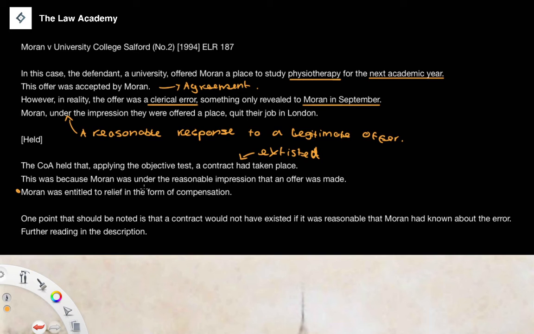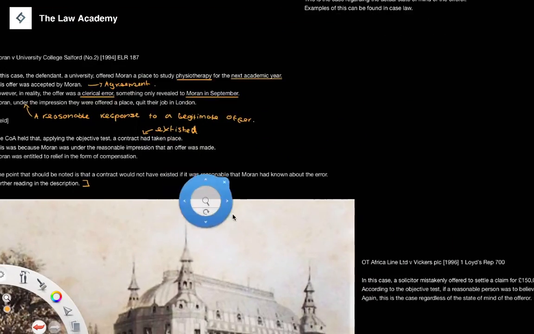And so in this situation, because an offer was made, and the fact that it was a clerical error was only revealed in September, it was sufficient for a reasonable person to believe that an offer existed, and so therefore a contract had existed. There's more reading on this in the description as well as the case itself.